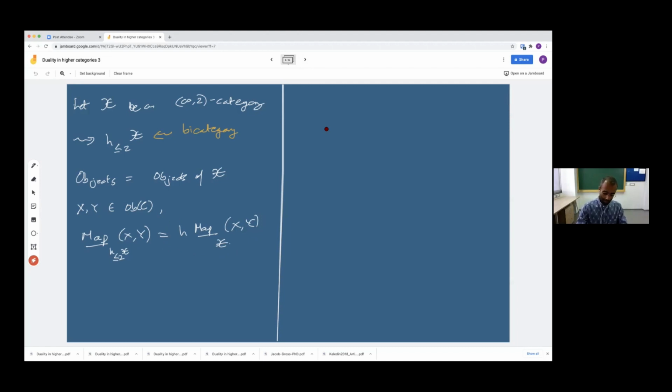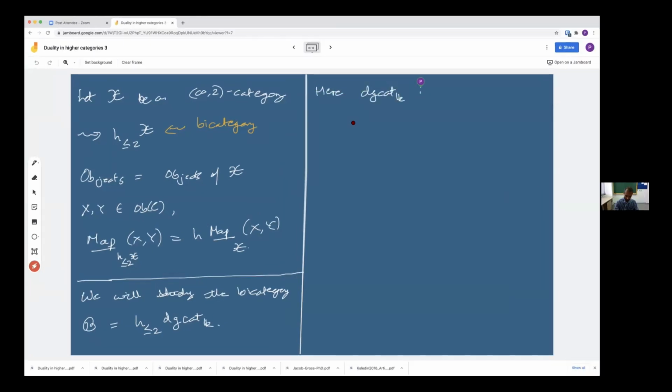So we will be interested in the bicategory, let's say B, which will be the homotopy 2 category of the infinity 2 category dg cat k, okay, where here dg cat k is viewed as an infinity 2 category. So that's what I want to study.